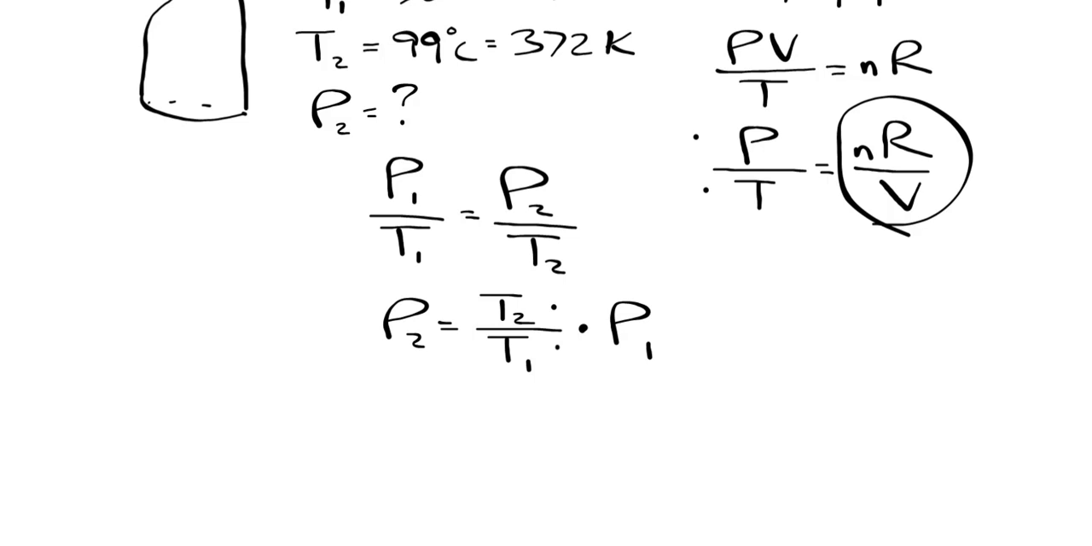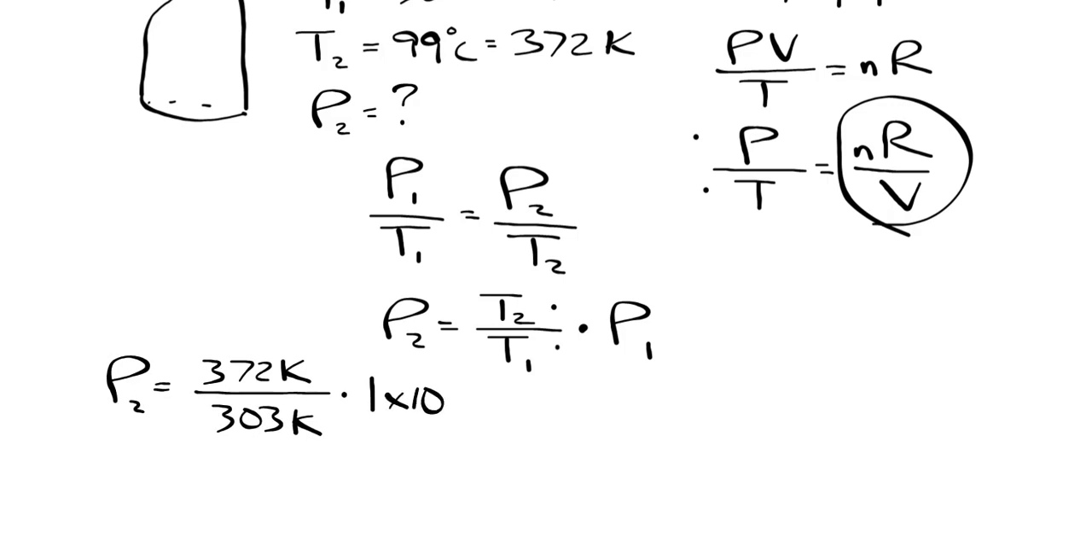So let's put the numbers in. Temperature 2 is 372 Kelvin. Temperature 1 is 303 Kelvin. Our initial pressure was atmospheric pressure of 1 times 10 to the 5 pascals. And when we multiply this out, we will get a value of approximately 1.24 times 10 to the 5 pascals.